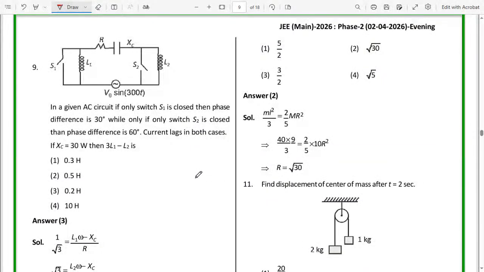In a given AC circuit, if only switch S1 is closed, then the phase difference is 30 degrees, while if only switch S2 is closed, then the phase difference is 60 degrees. Current lags in both cases. If XC is equal to 30 ohms, then 3L1 minus L2 is option 3, that is 0.2 H, the correct option, students.